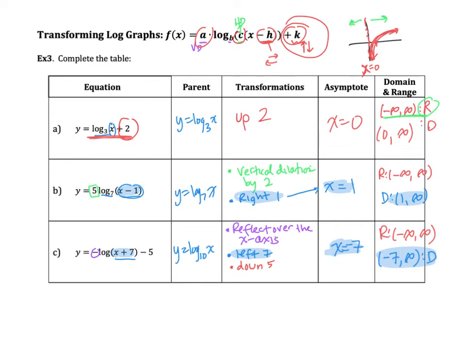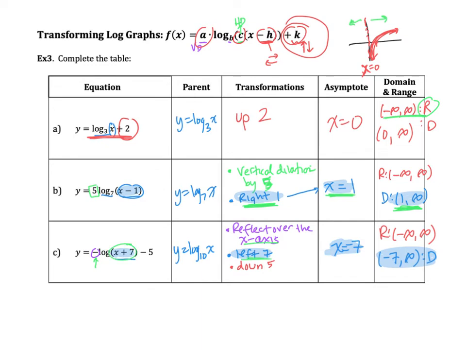Letter B, we had a vertical dilation. Oops, I don't know why I wrote 2. Sorry, that should have been a 5. So vertical dilation by 5, then we moved right 1. Notice that whatever impact you have horizontally, it impacts your description of what happens. It also impacts the fact that the vertical asymptote has to move that distance, right or left, and then it also impacts the domain. So here we had a vertical reflection, or reflects over the x-axis.